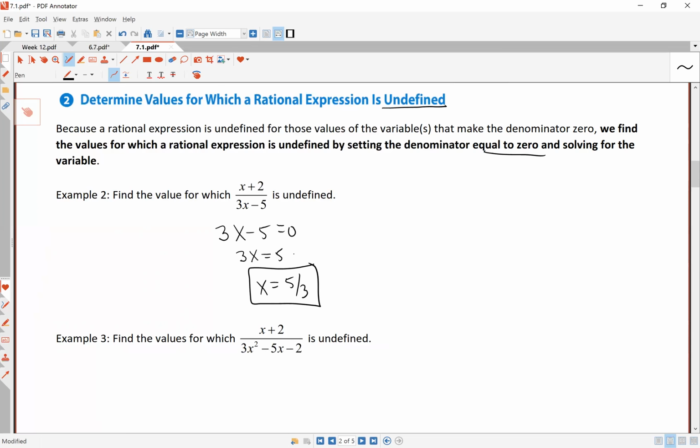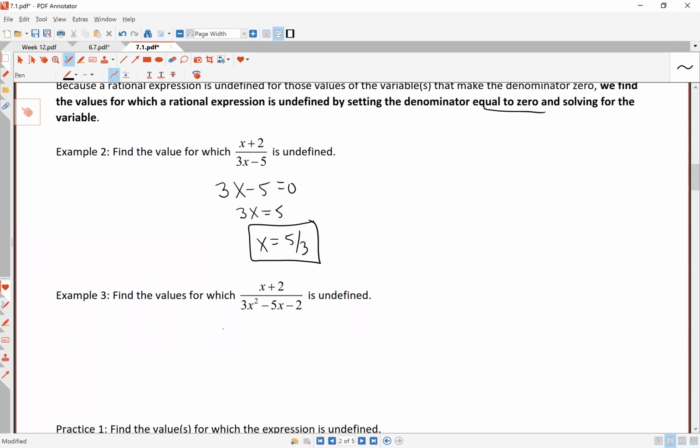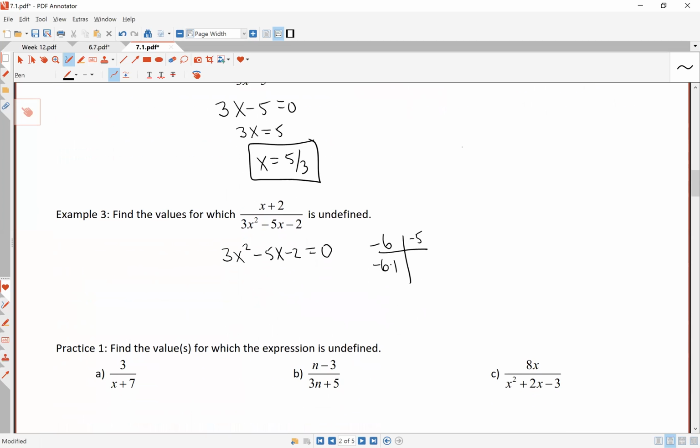But if my denominator is 3x squared minus 5x plus 2, knowing when it is going to be 0 amounts to solving this equation by setting it equal to 0. Quadratic equations, we can solve this by the AC method. 3 times -2 is -6. Product of two numbers, it's -6. That adds to -5.